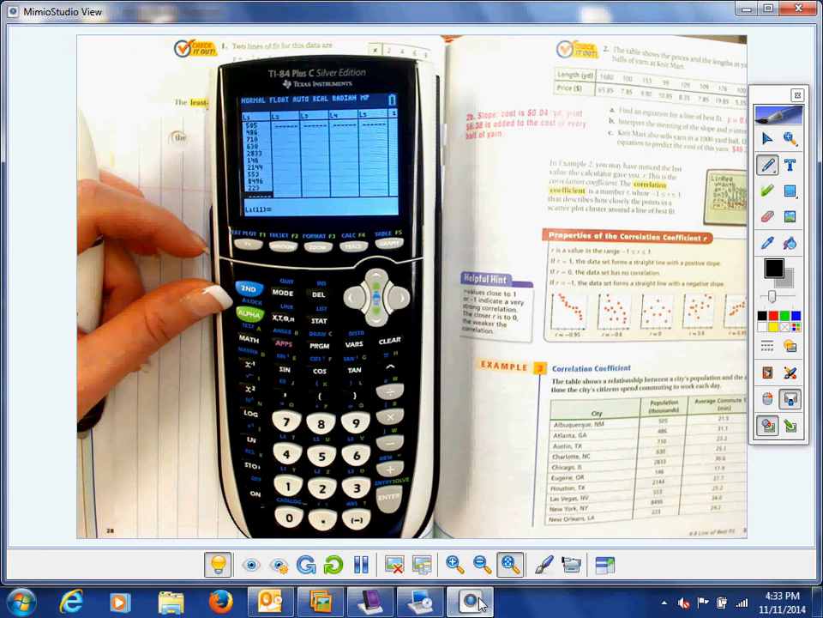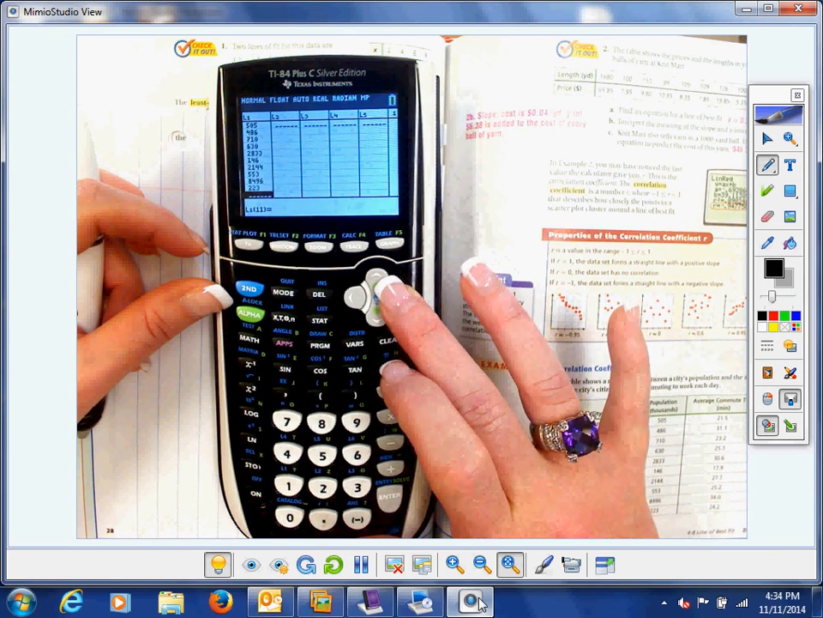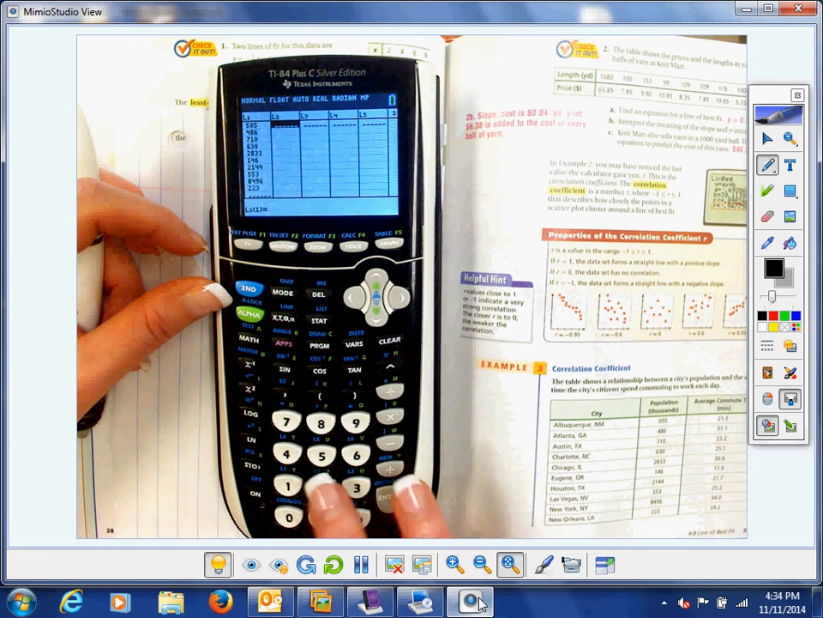So if you're on a multiple choice test, what you want to do is if for some reason your equation doesn't match up with anything on your test, double check your numbers. You may have punched something in wrong. All right, let's go to the L2. We're going to do our average commute in minutes.